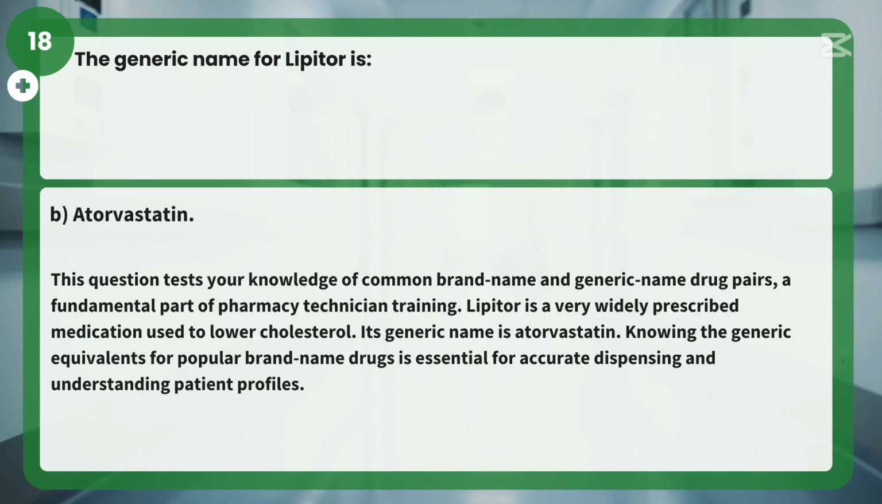Answer B. Atorvastatin. This question tests your knowledge of common brand name and generic name drug pairs, a fundamental part of pharmacy technician training. Lipitor is a very widely prescribed medication used to lower cholesterol. Its generic name is atorvastatin. Knowing the generic equivalents for popular brand name drugs is essential for accurate dispensing and understanding patient profiles.